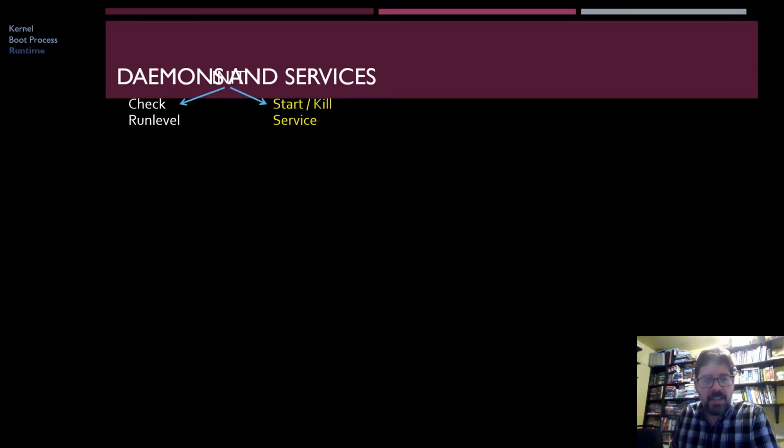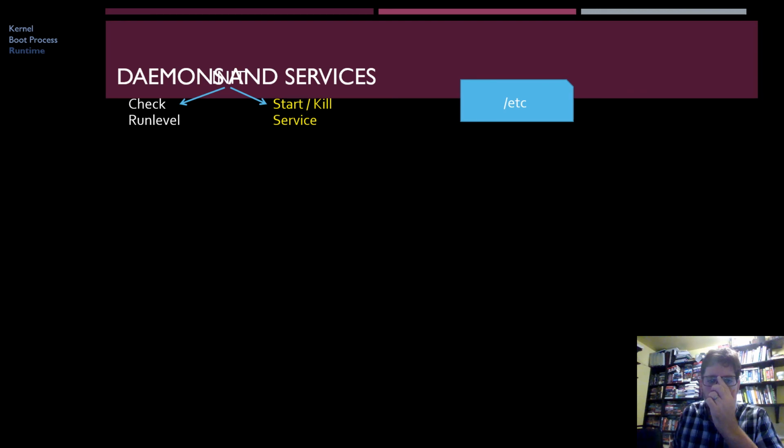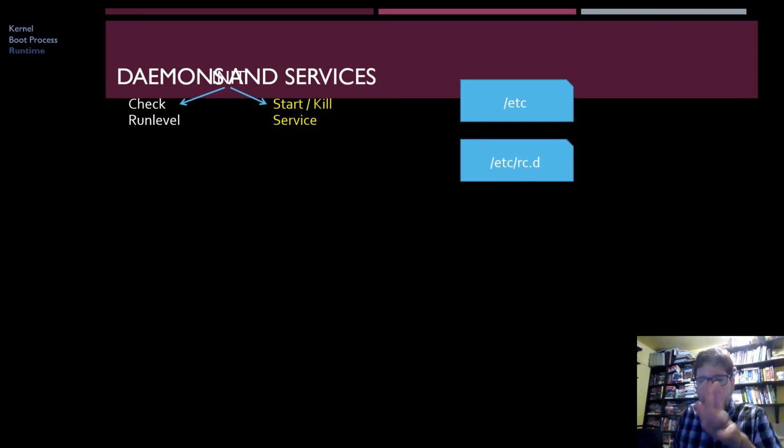All right, so daemons and services, let's revisit this a little bit. If you go and look in your Linux machine, you're going to see an etc directory. Right inside etc, there's etc rc.d. This is the old POSIX compliant standard way of indicating what you want started and stopped at different run levels.